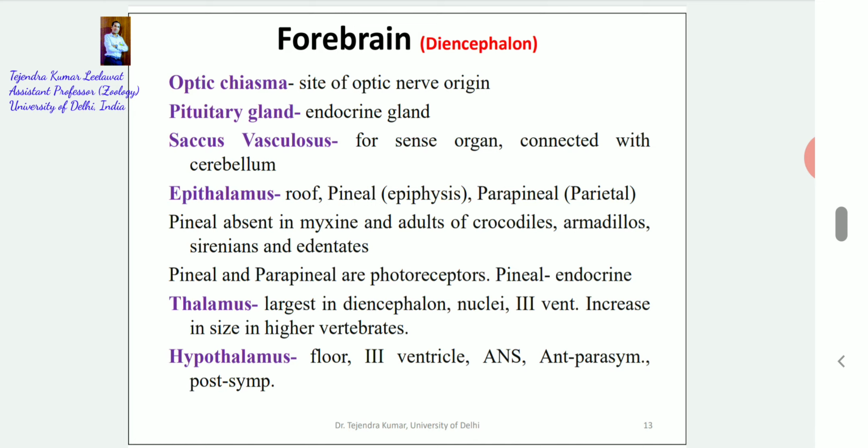Hypothalamus is the floor portion of the diencephalon, and it contains the third ventricle and the autonomic nervous system, because its autonomic nervous system is related to our sympathetic and parasympathetic parts. Its anterior portion is related to the work of the parasympathetic nervous system, but the posterior region is related to the sympathetic nervous system.